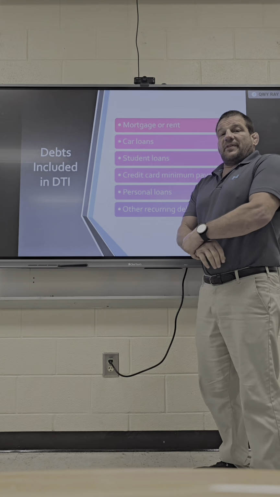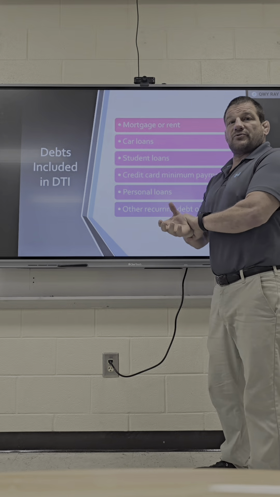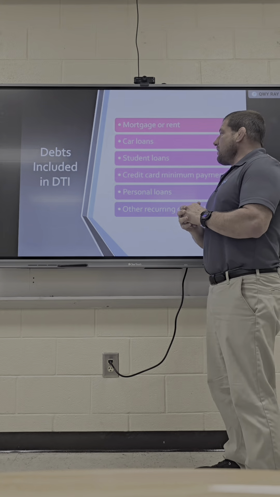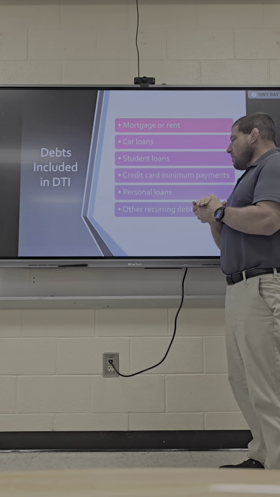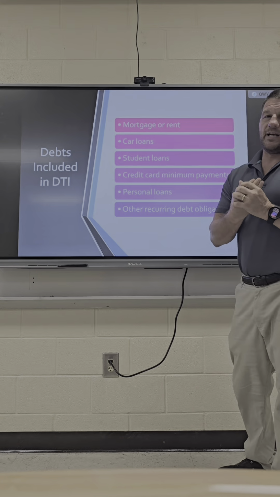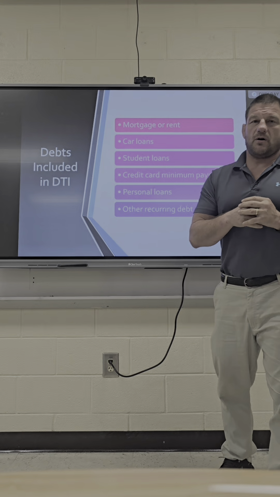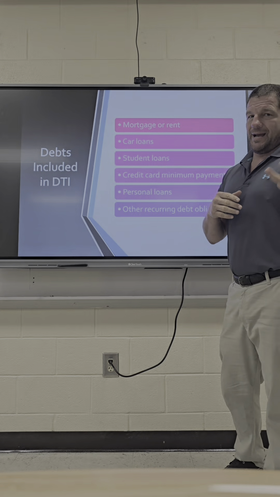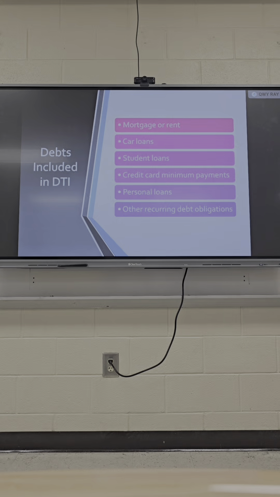Debts include some of the things that they look at: mortgage or rent. If you already have a house, your mortgage. If you don't and you have a rent, then your rent. Car loans, student loans, credit card minimum payments, personal loans, other recurring debt obligations. So it's credit card minimum payments, not the whole amount that you owe. They're looking at a monthly income and then a monthly payout that you have to pay out, so they can see if you can handle new credit.